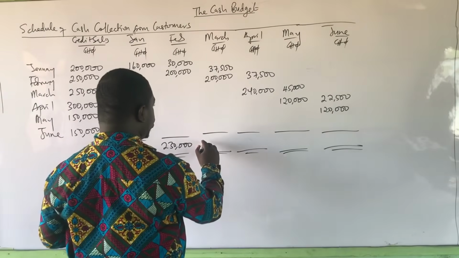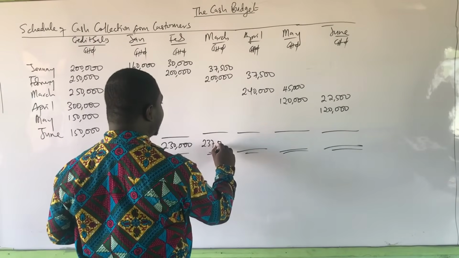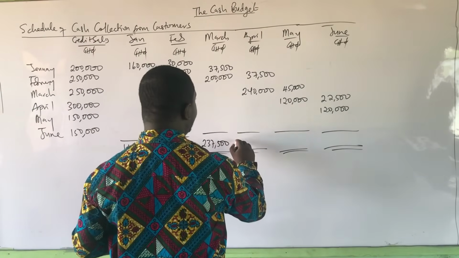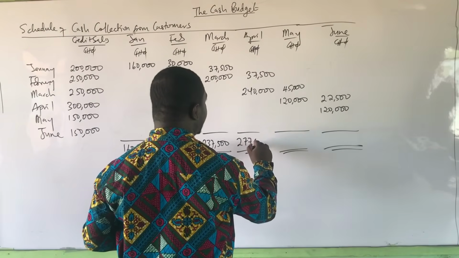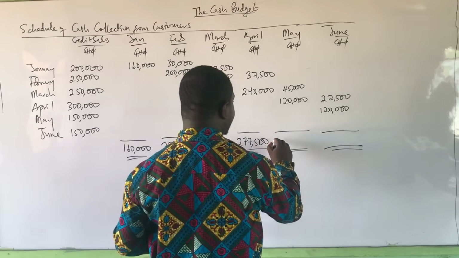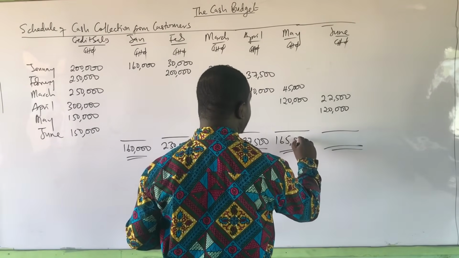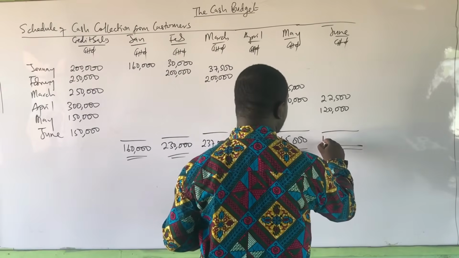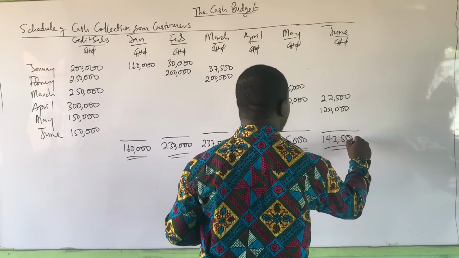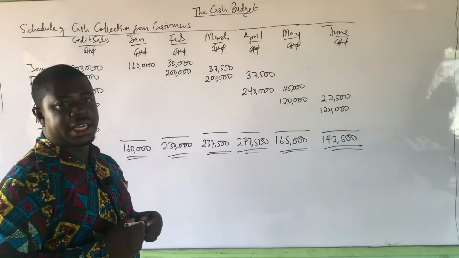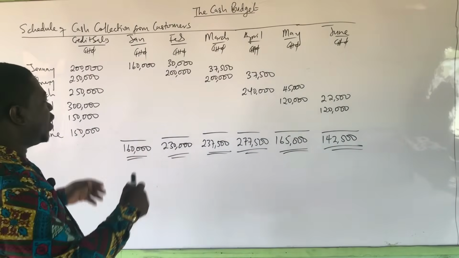And then for March, it's going to be 237,500. For April, it's going to be 277,500. For May, it's going to be 165,000. And finally, for June, it's going to be 142,500. So this is the schedule of cash collection. We are done with the first requirement.